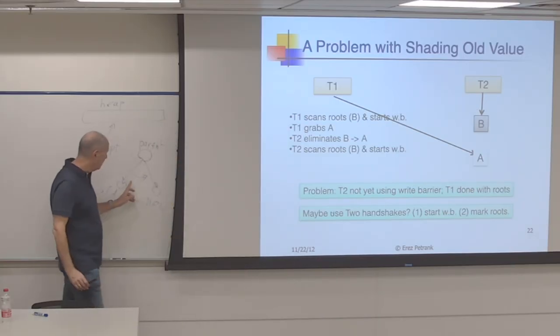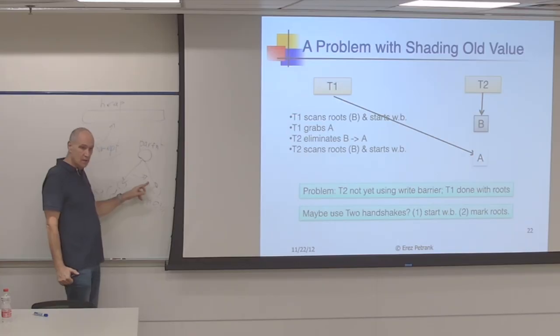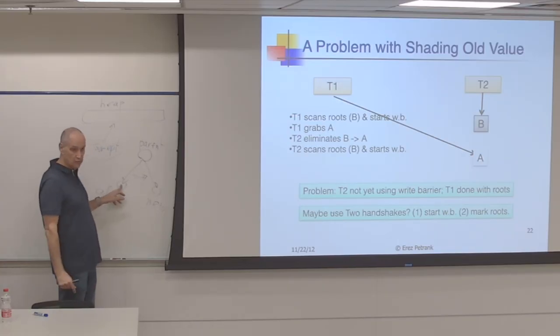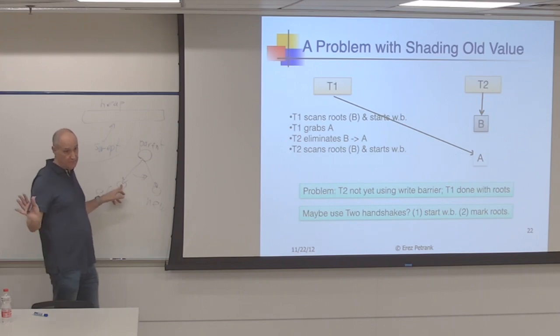The write barrier, all it does is, when you change a pointer, you shade one of them. This time we're shading the old value. That's not stopping. That's just adding one instruction to your write.